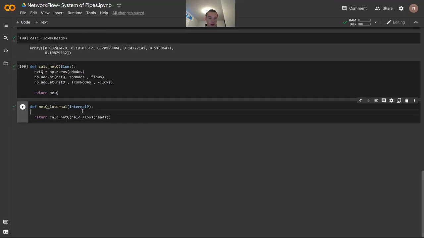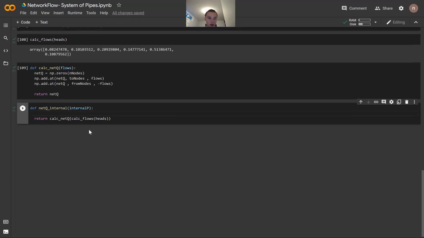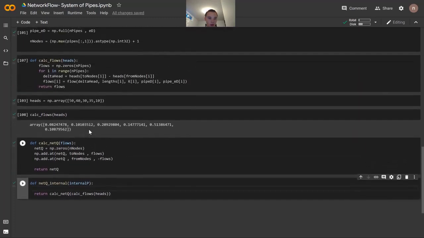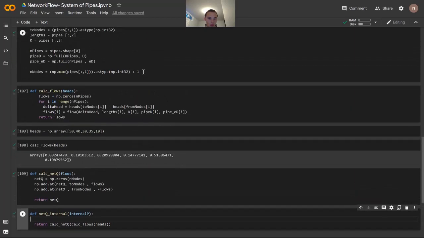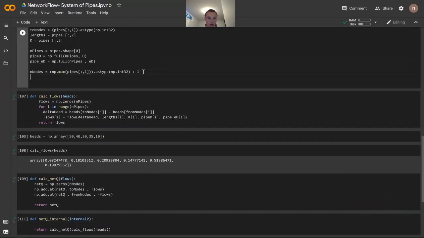Okay, so we're going to end up calculating the net flows at our internal nodes, but before we do that, we're just going to go back up here and make a couple of changes. Next, what we need to do first is specify what are our internal nodes and which nodes are external.